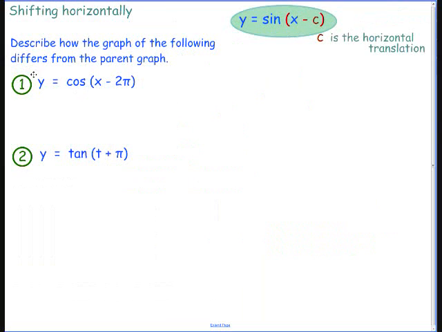Describe how the graph of the following differs from the parent graph. Okay, we'll talk about it. I know in our previous segment we actually graphed it, but let's just talk about it here. This negative 2 pi is going to do what to our cosine?